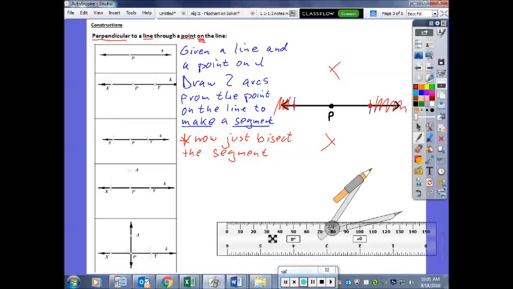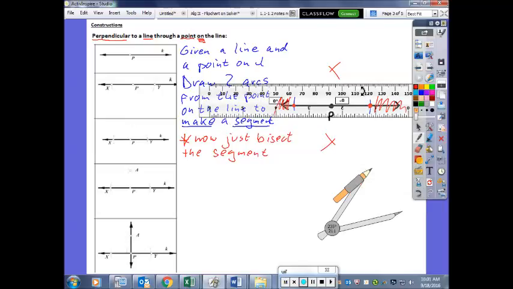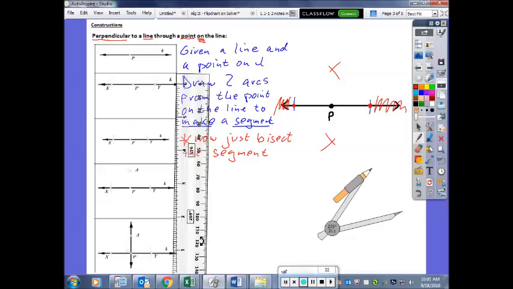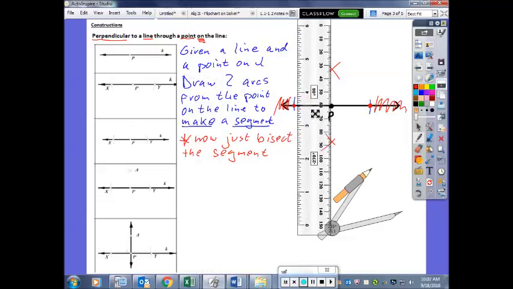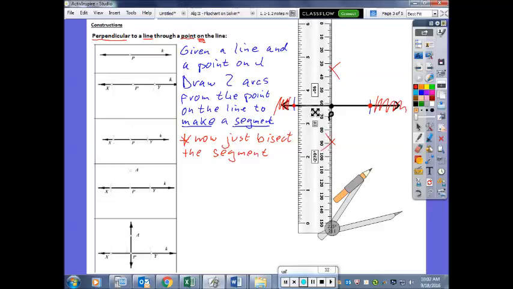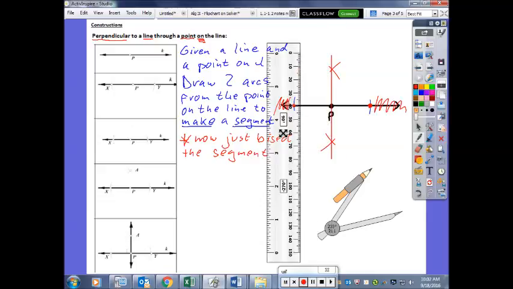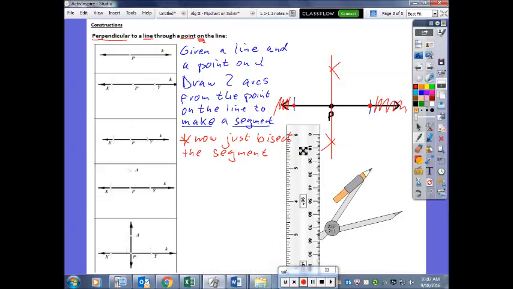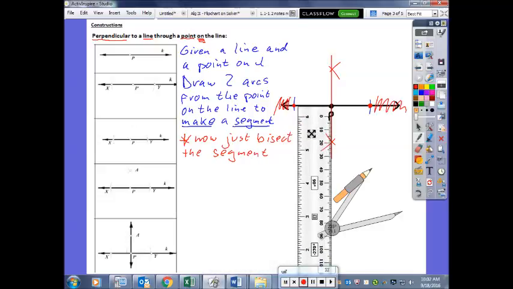And now we just use our ruler to connect the two points, of course, is what I want to say, by drawing a line, and this line is perpendicular. Remember how we can use the edge of our ruler to put it right there, and we can see that it's a perfectly nice 90-degree angle.